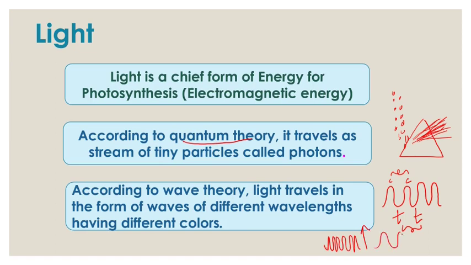The greater the wavelength, the lesser is the energy. If the crests and troughs are far away, they have less energy. If they are very close to each other, the wavelength is less and energy is more. So it is inversely proportional and vice versa.